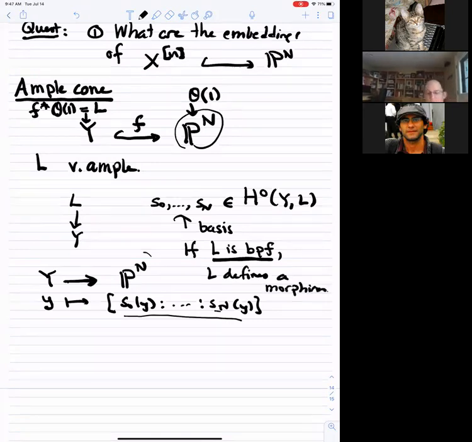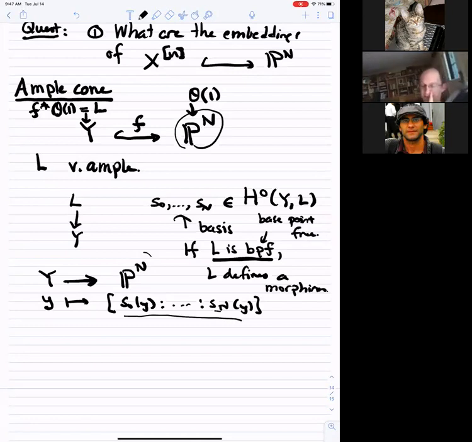And base point free just means that the sections of L do not all simultaneously vanish at any point of Y, okay? And if there is a point where all the sections vanish, you call such a point a base point of L, okay? So this is base point free. Okay, but just because you have a morphism doesn't mean that you have an embedding. So it's more conditions to guarantee that this is an embedding.